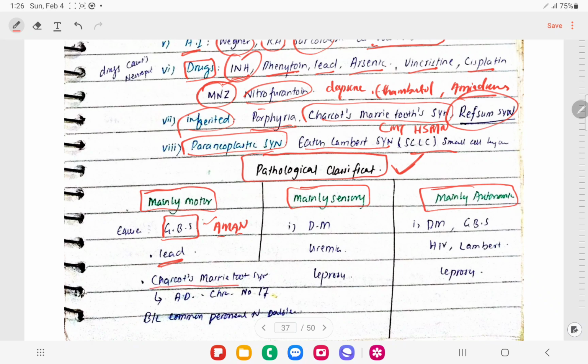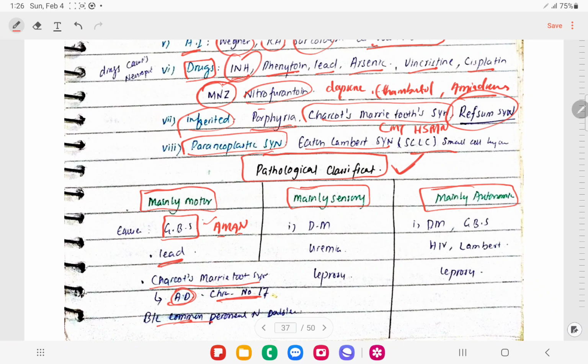There's CMT, Charcot-Marie-Tooth disease, right? This is basically an autosomal dominant condition. I'm going to discuss it on the next page, right? So we're going to see the bilateral common peroneal nerves, common fibular nerves, involved in these patients. Basically, chromosome number 17 is involved, right? So this is called CMT, Charcot-Marie-Tooth disease.